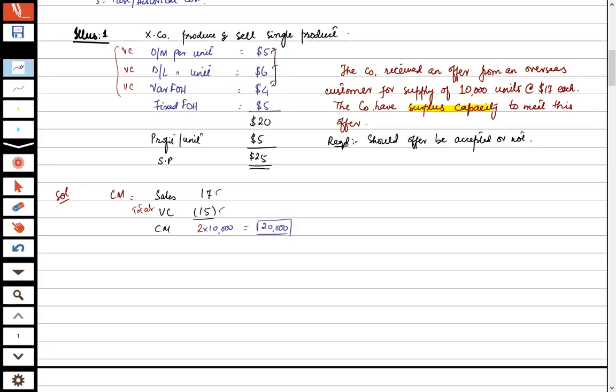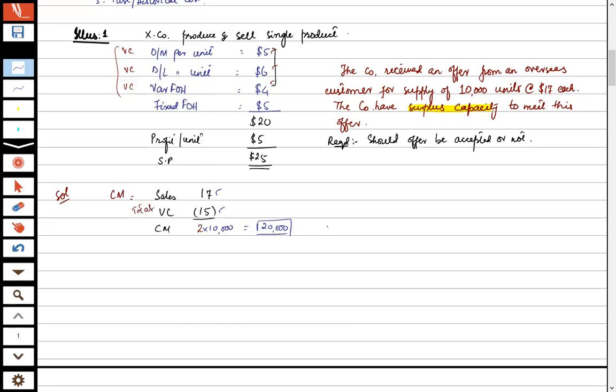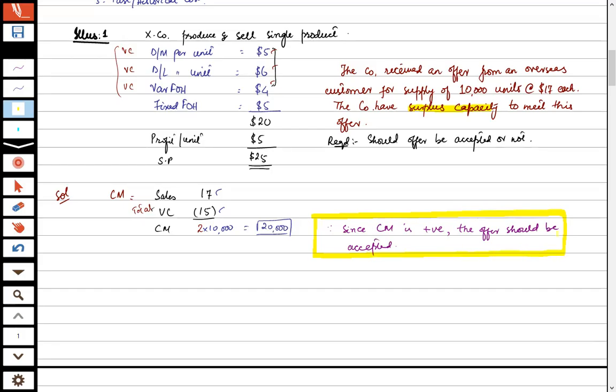So in this decision, we can write it in one simple line: since the contribution margin is positive, just like NPV, if NPV is positive we can accept the project, we can undertake the project. So since CM is positive, the offer should be accepted. Done? Yes. This is the basic question of CM, and you get confused in the CM.